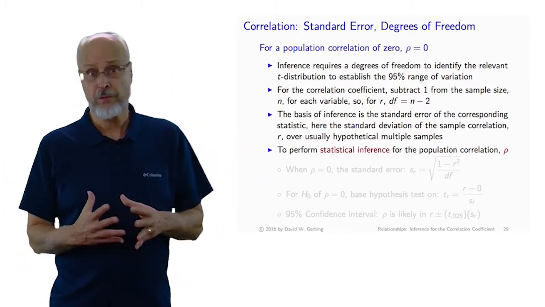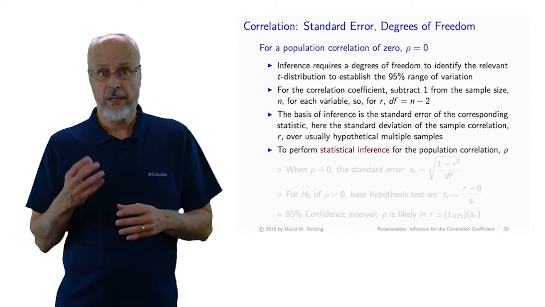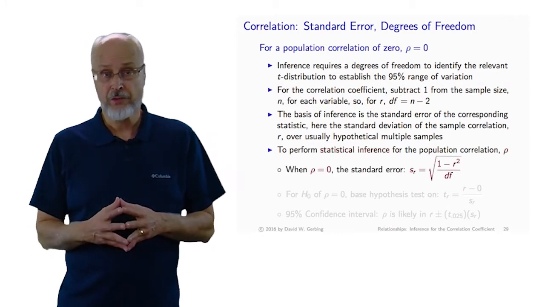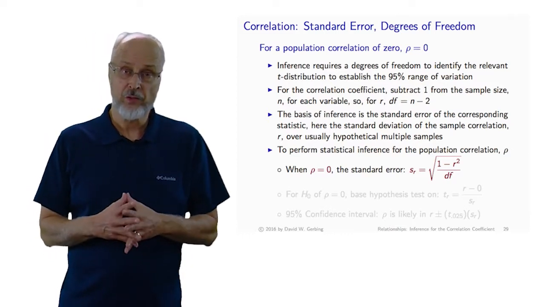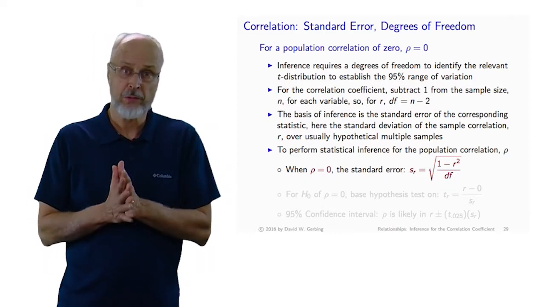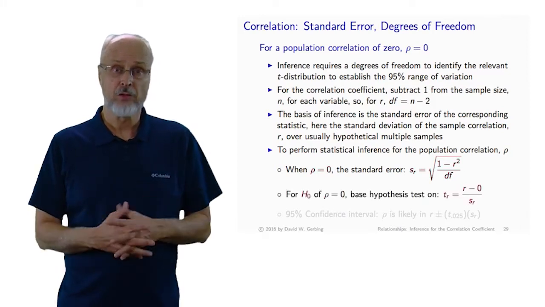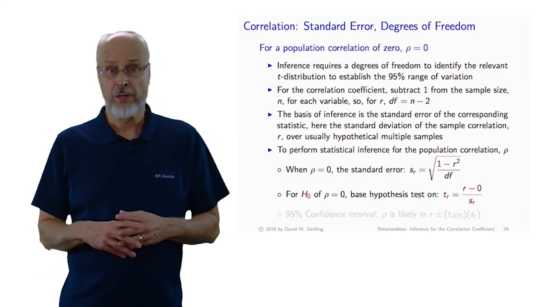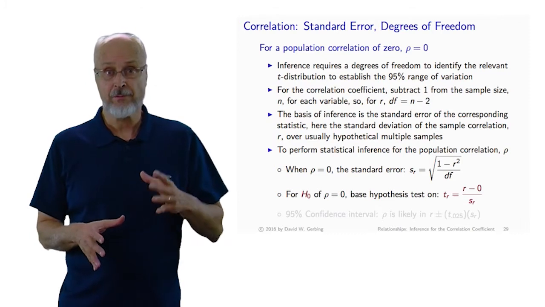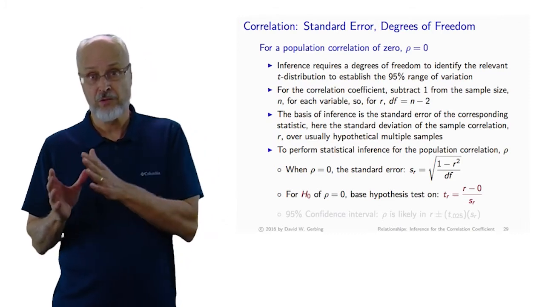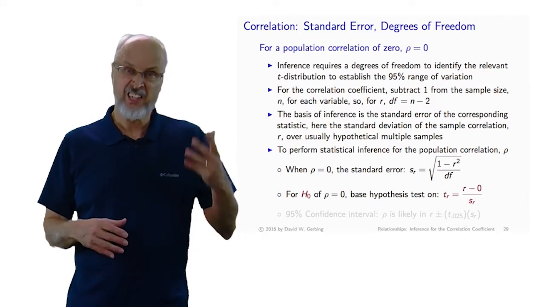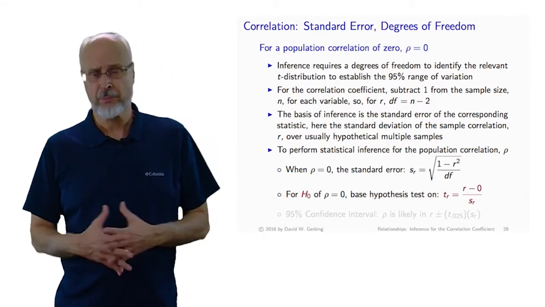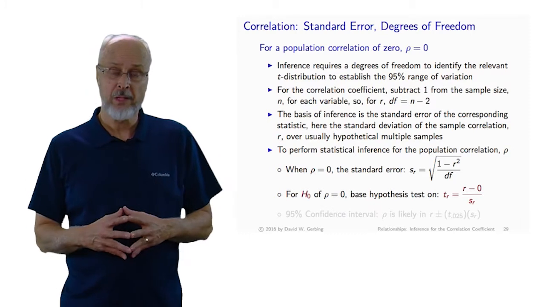To do statistical inference with the population correlation, if you assume the null hypothesis that the population correlation is 0, the standard error is the square root of 1 minus the sample correlation squared, divided by its degrees of freedom. And then we base the hypothesis test on how far the sample statistic is from 0, the null hypothesis, divided by the estimated standard error. Again, the t-statistic is always how many estimated standard errors something is from the null value.